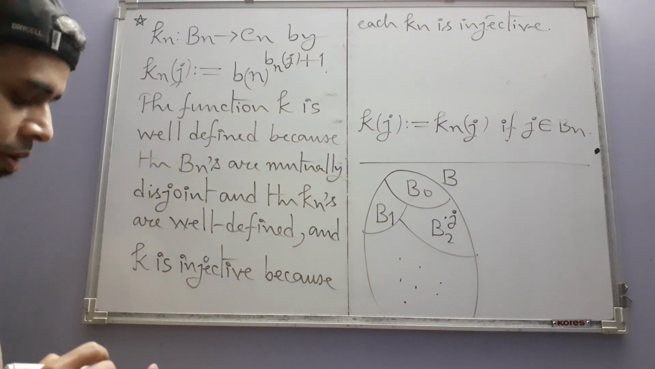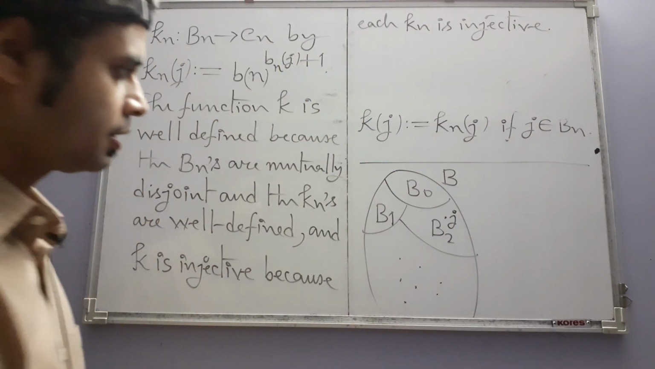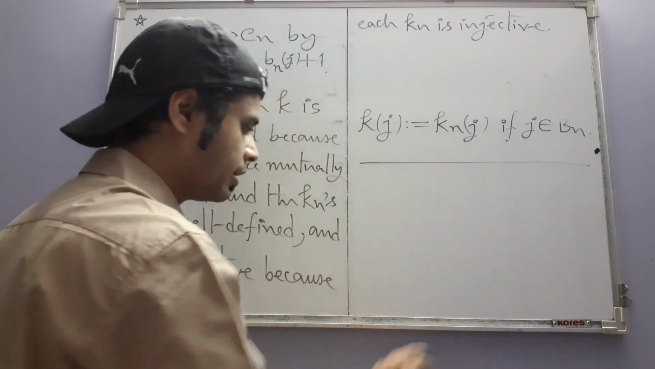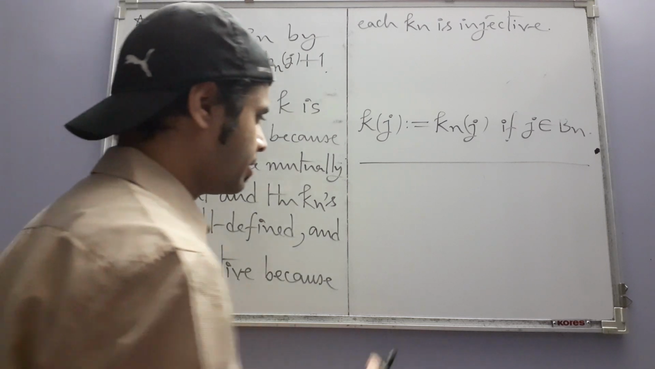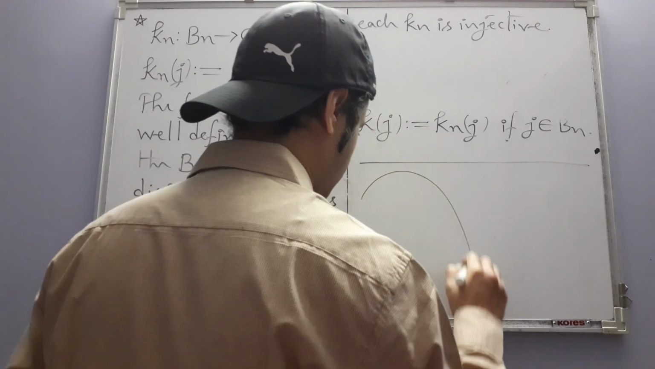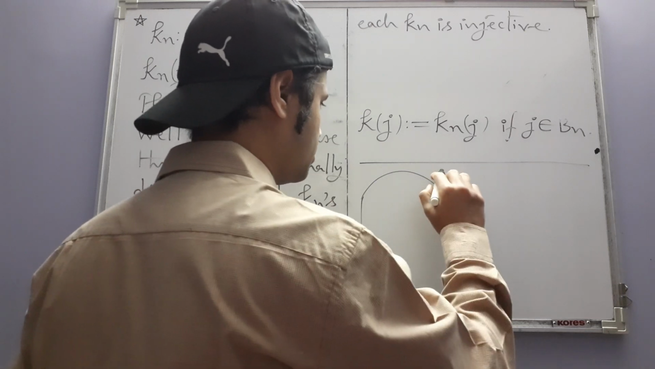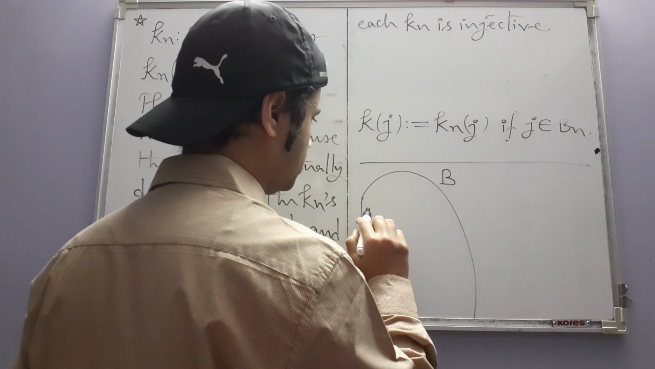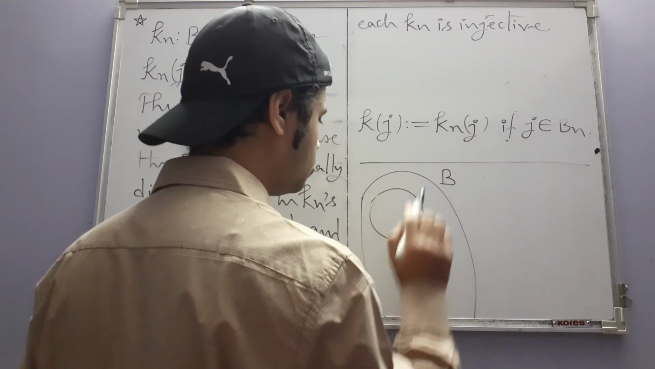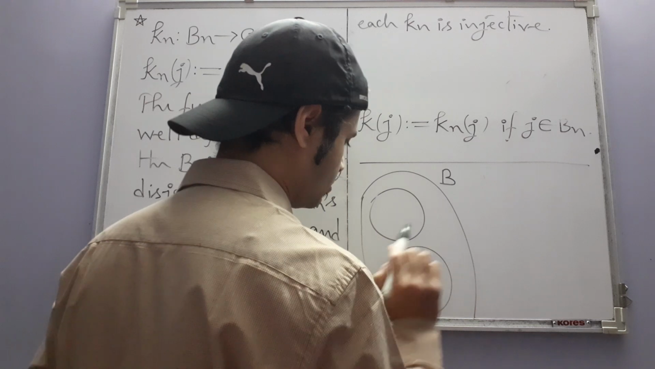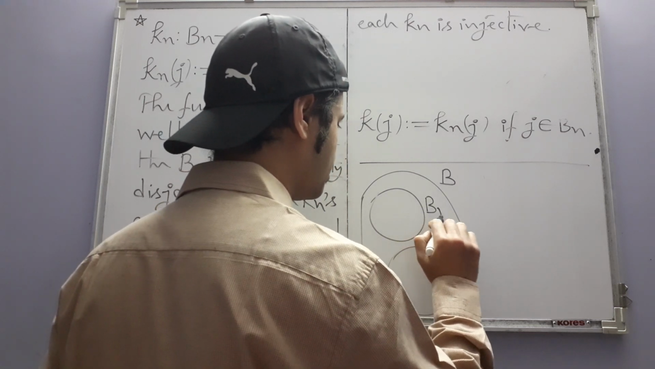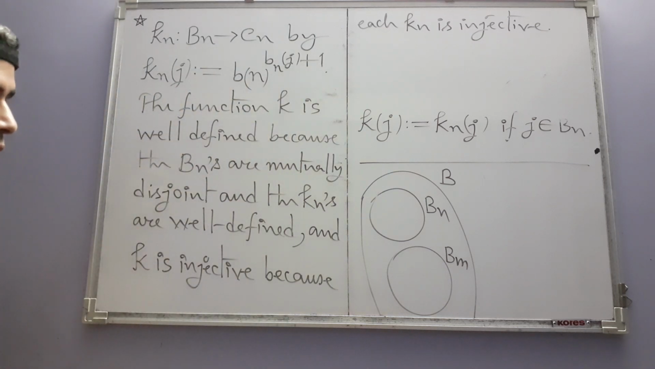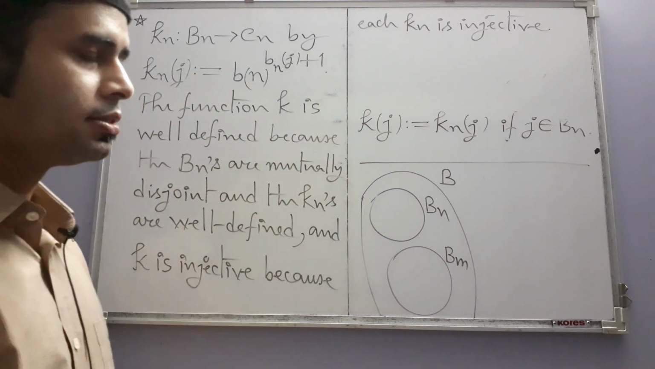This injectivity part we need to see a little more closely. I will need to draw B again, but slightly differently now. So this egg is B, and here we have, say, two compartments. I mean two Bn's. Then this is Bn and this is Bm. Now our aim is to show that this K is injective.